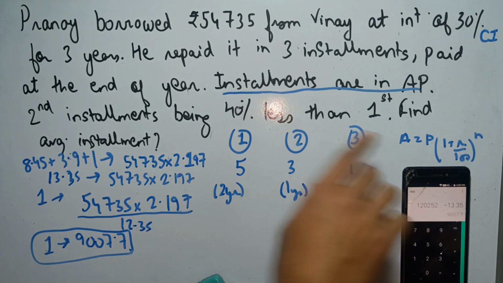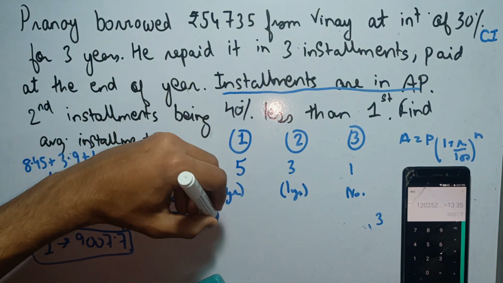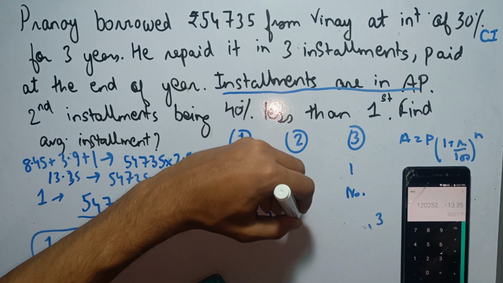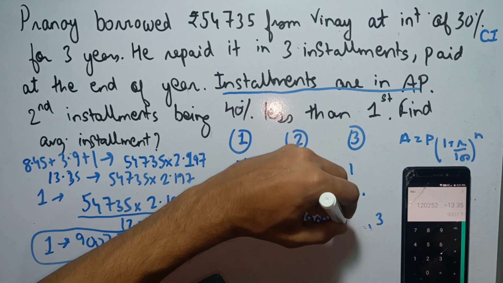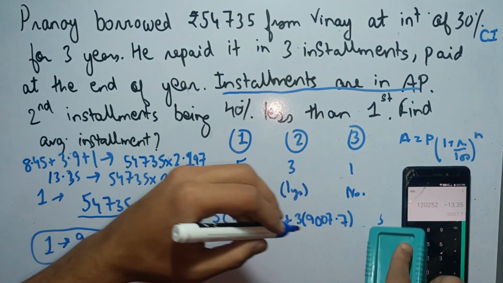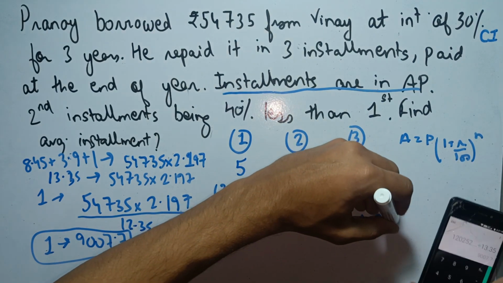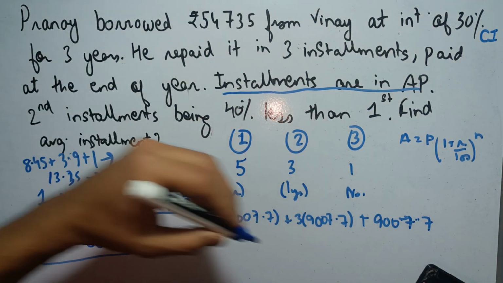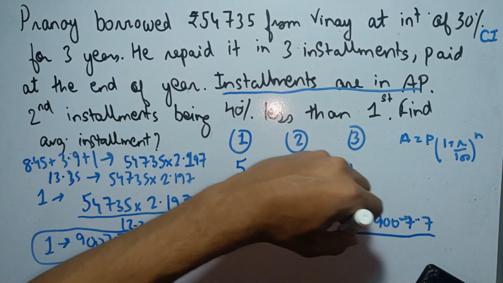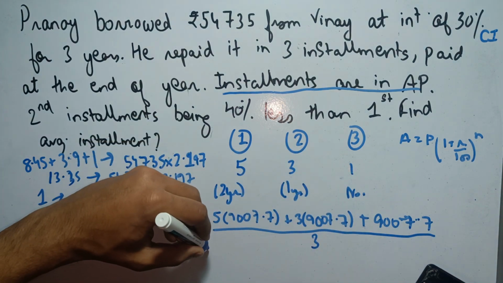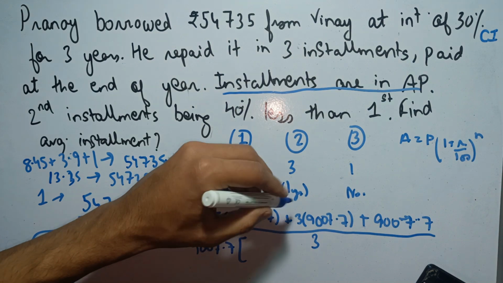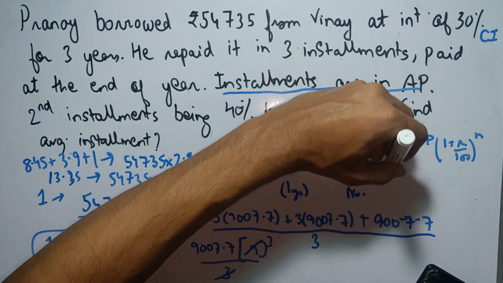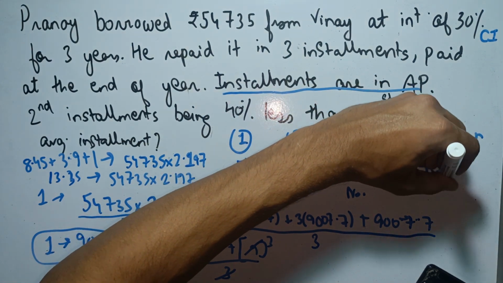Now what we needed to calculate is the average installment. The first installment was 5 into 9007.7, the second installment was 3 into 9007.7, and the last installment was only 1, that is only 9007.7. And how many installments are given? 1, 2, 3. So the average is the total divided by 3. We take 9007.7 common: 5 plus 3 is 8, plus 1 is 9, whole divided by 3. 3 ones are 3, 3 threes are 9. So we get 9007.7 into 3. Let's calculate this.